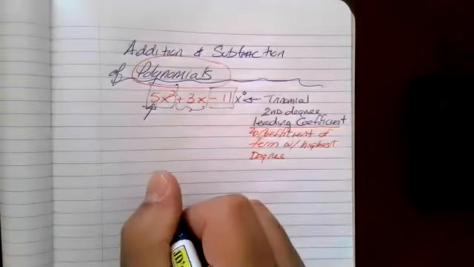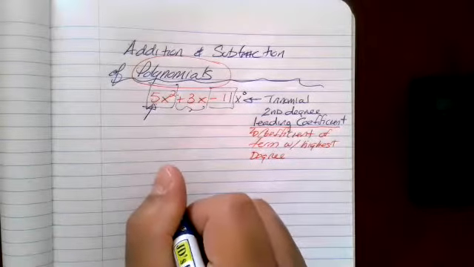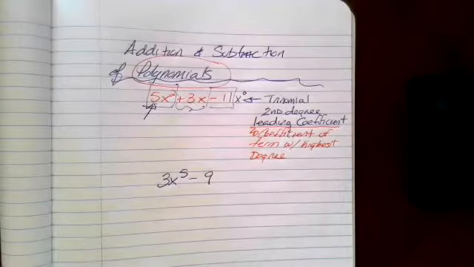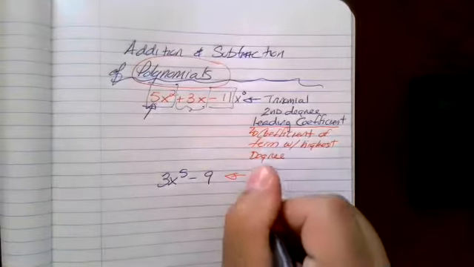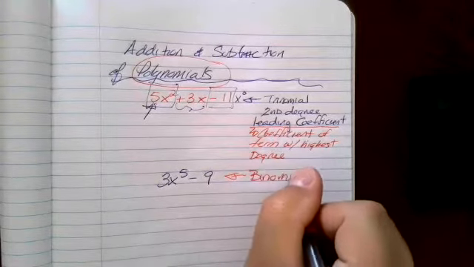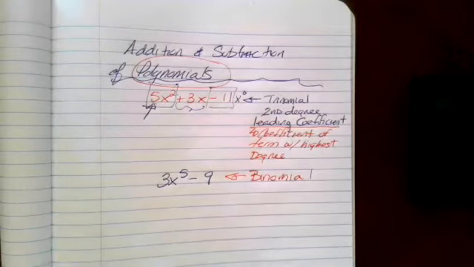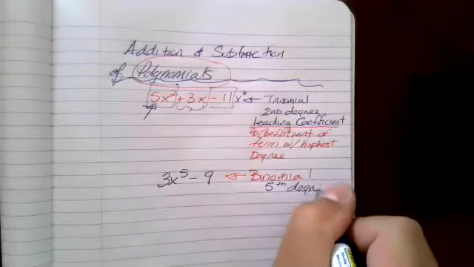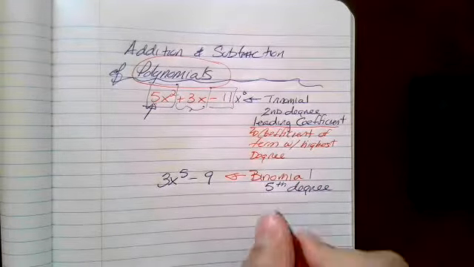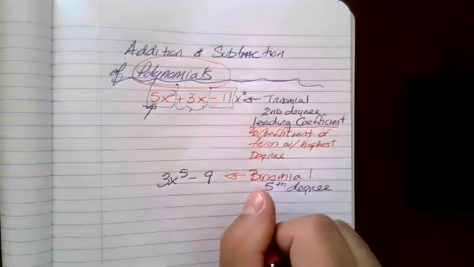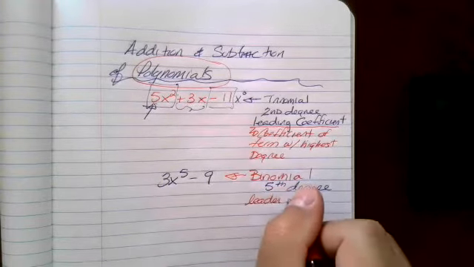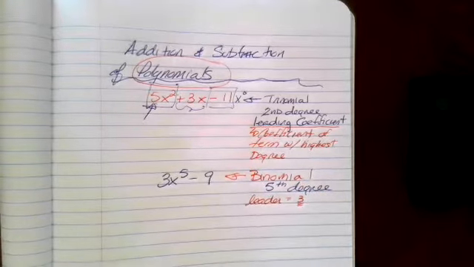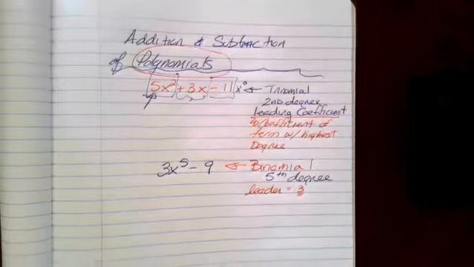A binomial would be a two-term polynomial, right? I could have a 3x to the 5th minus 9. This is a binomial. And if I asked what degree, this would be a 5th degree with a leading coefficient of 3, right? Because it's the coefficient of the term with the highest degree.